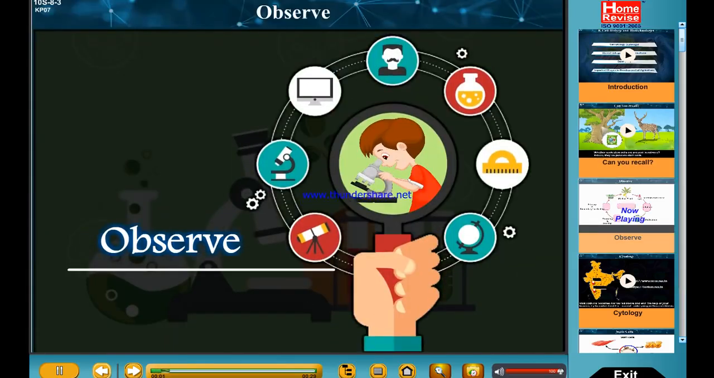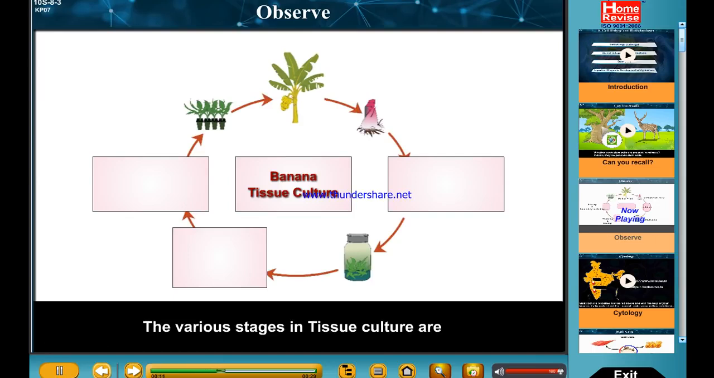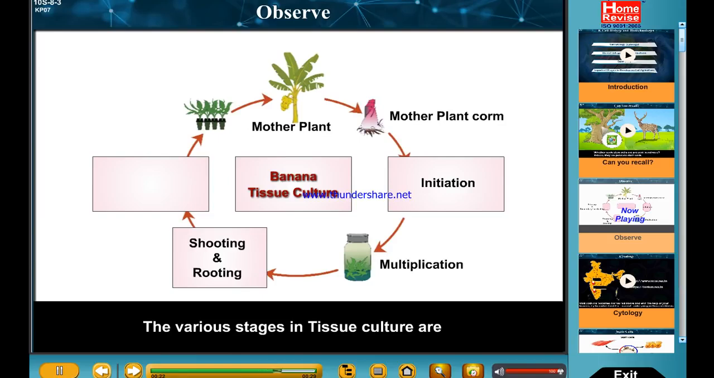Observe. Assign names in the figure given below. Explain the various stages. Those are kept blank. The various stages in tissue culture are mother plant corm, initiation, multiplication, shooting and rooting, primary hardening, and secondary hardening.